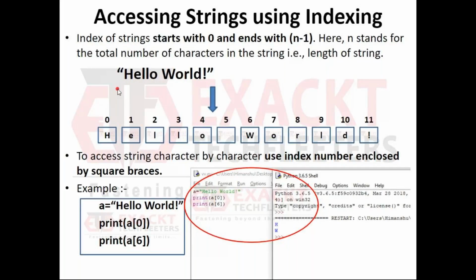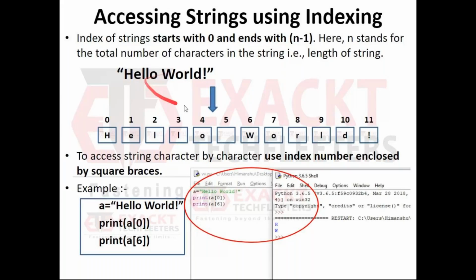Likewise, for H, indexing is 0. For E, indexing is 1. For the first L, indexing is 2. For the second L, indexing is 3. For O, indexing is 4, likewise. So if you want to access any character from here, you have to specify its indexing.